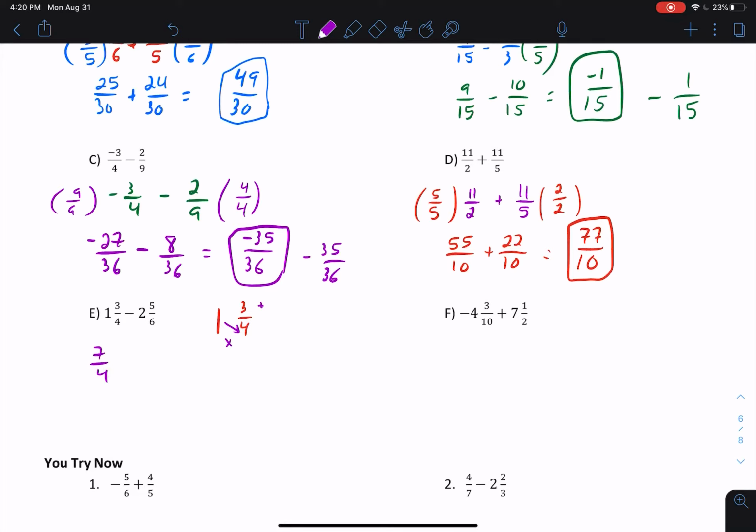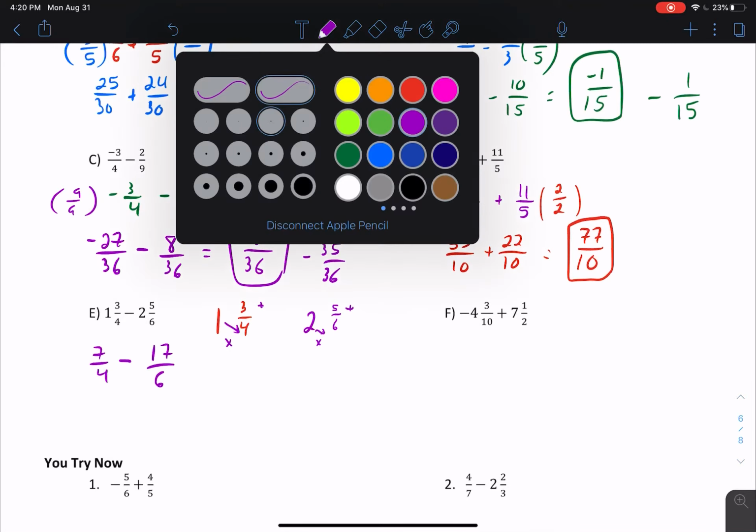Okay? 7/4 minus 2 5/6. So I've got to multiply up top and then add up. So 2 times 6 is 12. 12 plus 5 is 17. So this is 17/6. So now they're improper. Now we can actually subtract these, but I do need common denominators still.